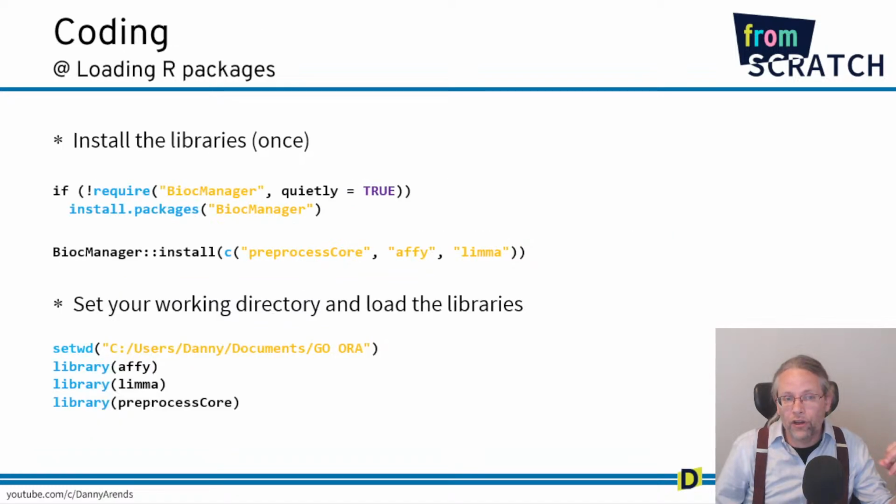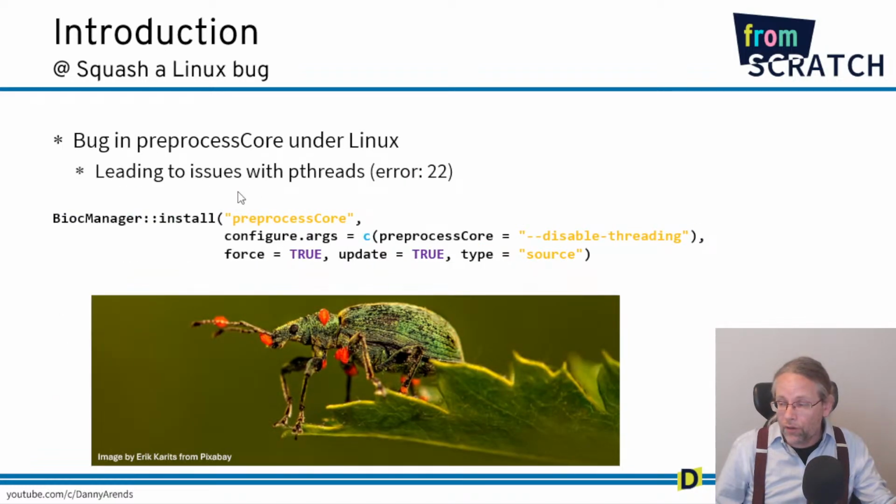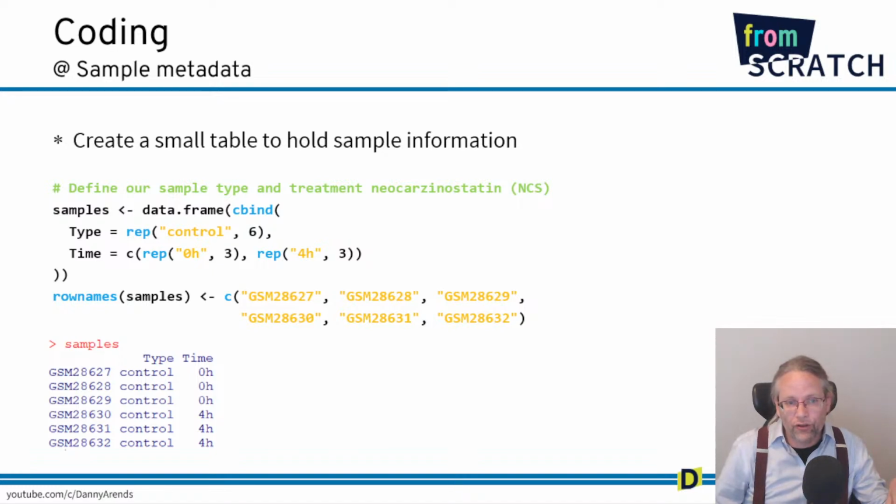So initially under Linux, just try to do this. If everything works well, then you're not affected by the bug. If you are affected by the bug and you get a pthread error at some point, generally it's error 22, but it could be a different one, then just use this command, close down R, restart R, and it should fix the threading bug that is in the pthread library. All right, so those are the packages.